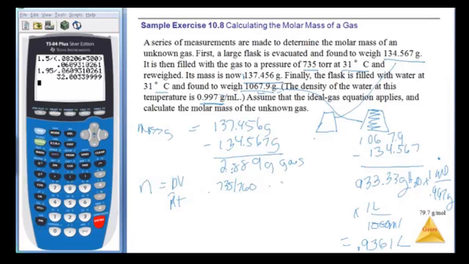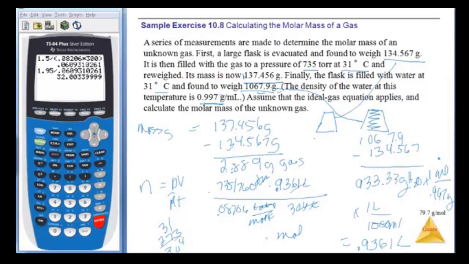Pressure times my volume is 0.9361 liters, and my R is 0.08206 liters atmospheres over moles K. This is atmospheres here. And my K is 31 C. 31 and 273 is 304. That's 304. All of my units will cancel. Liters atmospheres. I'll be left with moles. And the number of moles will be, let's punch it.